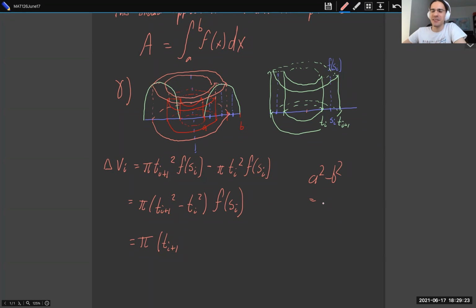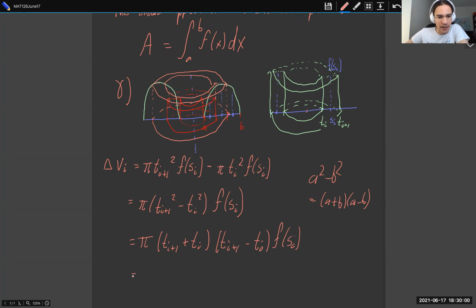We all know this. We've already done it a bunch of times in the homework. How can I write a squared minus b squared? A plus b times a minus b. Yep. And so I can write this as t sub I plus 1 plus t sub I times t sub I plus 1 minus t sub I times f of s sub I.